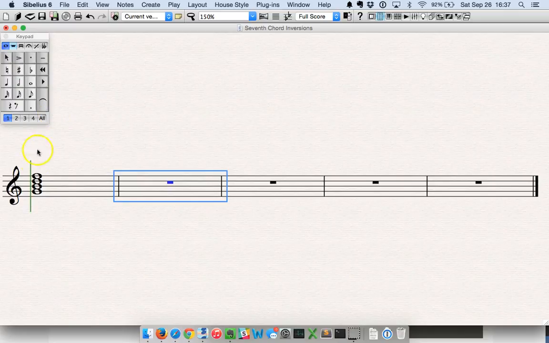Let's take a look at what that looks like. The symbol that we use for that, the BPS that we'll use for that, is just a 7. You need to have it in order to identify that as root position.